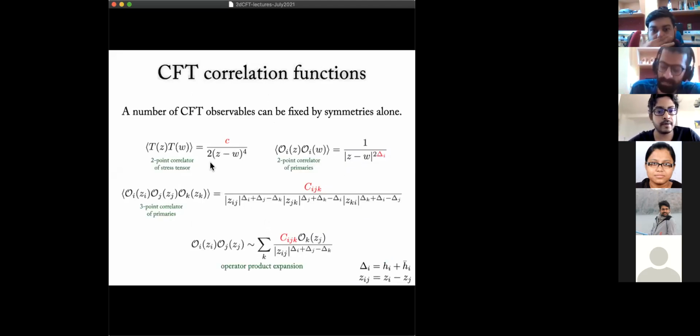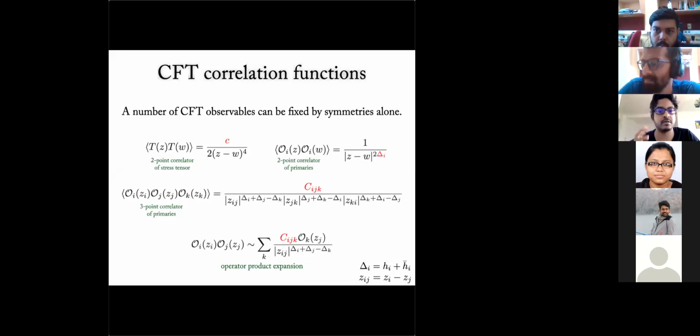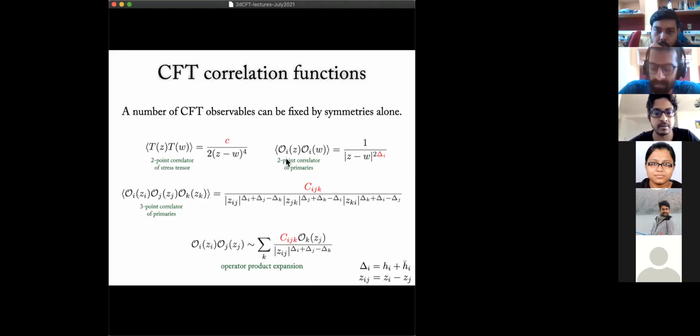Okay, so in CFTs, since we have a lot of symmetries, we can find a number of observables by utilizing these symmetries. We saw that the 2-point function of the stress tensor is fixed in this way. So it's universal, but the central charge is theory dependent. Similarly, the 2-point correlation function of primary operators also has a scaling law, which is this. So this delta depends on the specific details of the primary operator, which is again theory dependent.